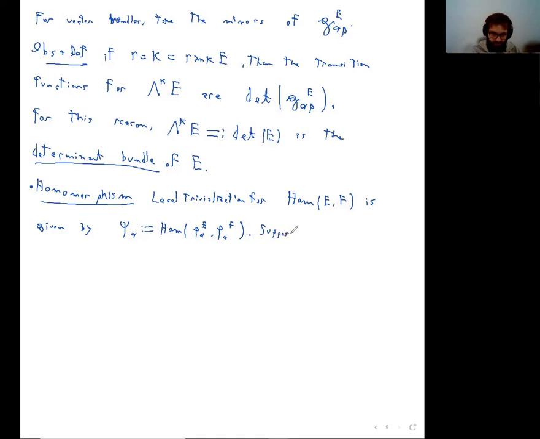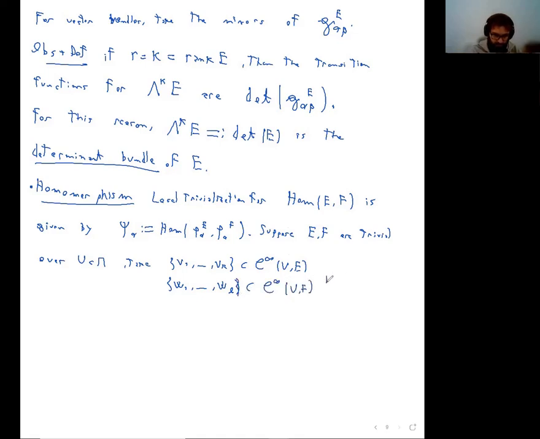So suppose E and F are trivial over some set U, and we know that being trivial means that you have K independent sections. This is a K, this is an L. So we take this set of sections which are pointwise bases. They're also usually called independent sections, meaning that they're pointwise independent. And now we can make up a basis for this space of homomorphisms.